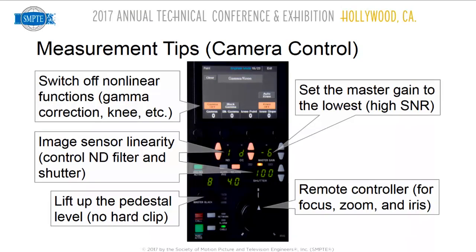And tips for camera control. First, we set the master gain to the lowest to obtain the highest signal-to-noise ratio. And we must switch off nonlinear functions like gamma correction, knee, etc., because the system must be assumed linear. And to retain the image sensor linearity, we carefully control the ND filter and shutter, and lift up the pedestal level to prevent hard clipping. And I recommend using a remote controller for focus, zoom, and iris instead of touching the camera.